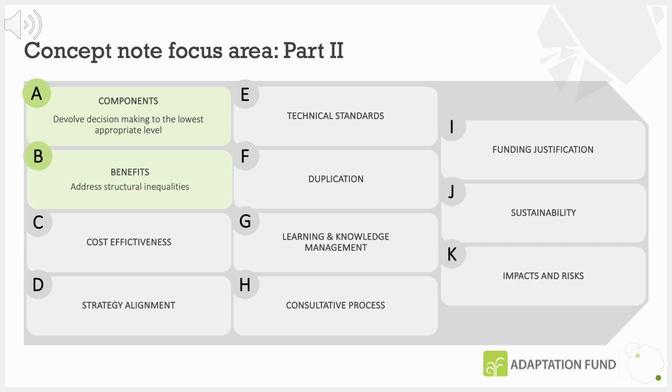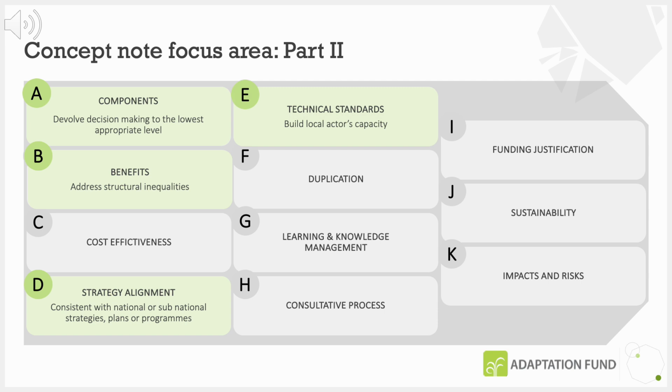B. Specify how the project or program is addressing structural inequalities faced by women, youth, children, people with disabilities, people who are displaced, Indigenous peoples, and marginalized ethnic groups. D. In addition to national plans, describe how the project or program is also consistent with sub-national and local strategies and plans. E. Describe how the project or program will provide support to local actors and build their capacities to comply with the standards.